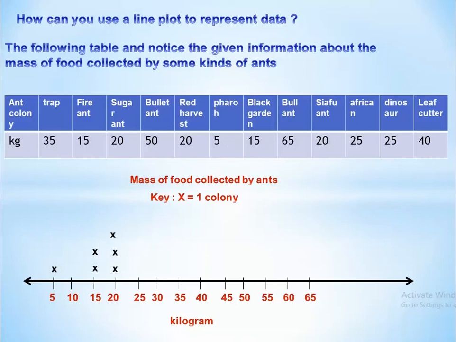Okay. Here we have 25. So how many 25? We have 2. So we are going to draw 2 line plots. 30, we don't have 30. 35, we have 1 line plot for 35. Okay. 40, we have 1. 45, we don't have. 50, we have 1. 65, we have 1. Okay.